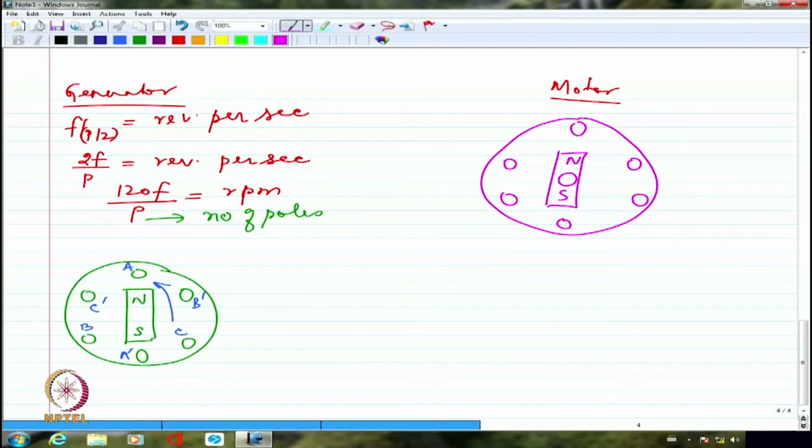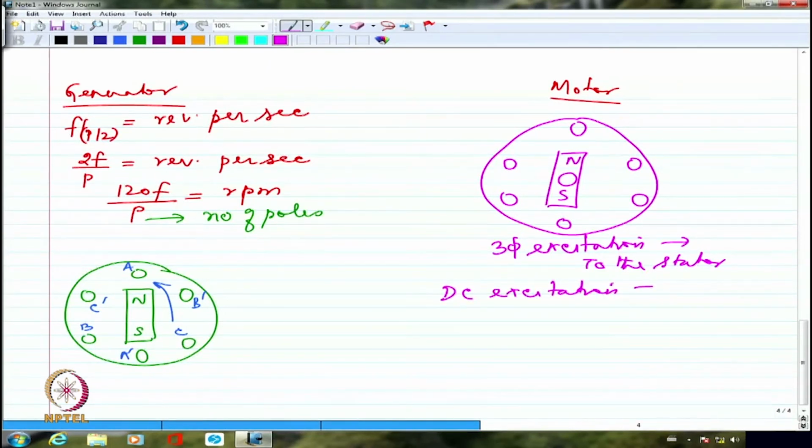Unlike what happened in the case of an induction machine, in the case of synchronous machine, I'm going to give three-phase excitation to the stator and DC excitation to the rotor. So I have excited both stator as well as rotor windings. Now three-phase excitation given to the stator will create a revolving magnetic field. We already talked about this when we were talking about the induction machine. So now this creates a revolving magnetic field.